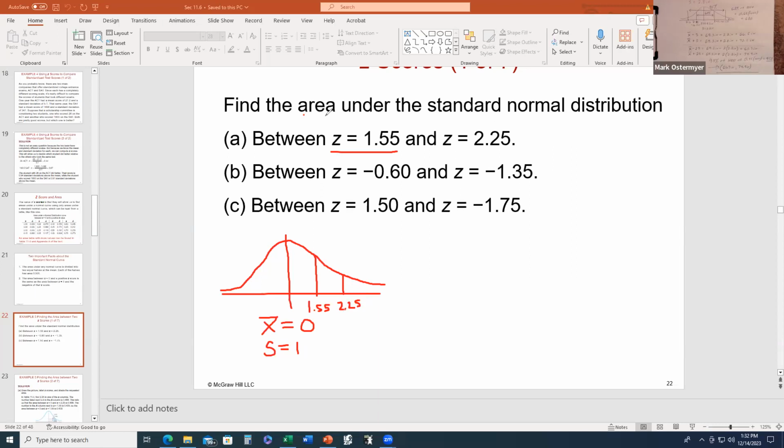They want us to find the area underneath the standard normal distribution curve between 1.55 and 2.25. In other words, they want us to find this shaded area here. Well, we're not going to do numerical integration, ladies and gentlemen, to determine that. We're going to use our calculator. All right. And here's how our calculator works.